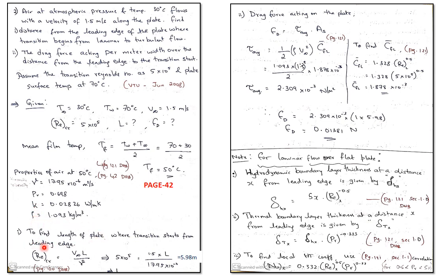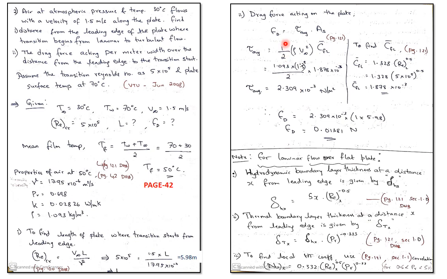Now, the first step is to find the length of the plate from the leading edge where transition starts. If you go to page number 120, you have the different formulas related to dimensionless numbers. There, for Reynolds number, you have Reynolds number as UL by V, correct? V is viscosity. I just wrote it in terms of V infinity. Don't get confused. Just substitute the values of Re, V infinity and viscosity, and L you will get as 5.98 meters.